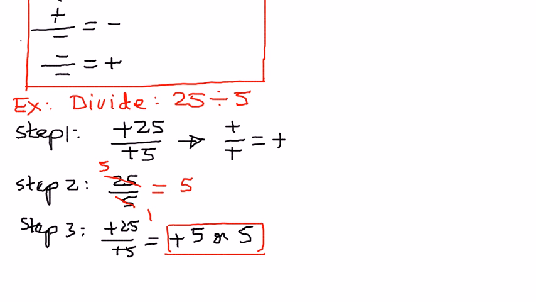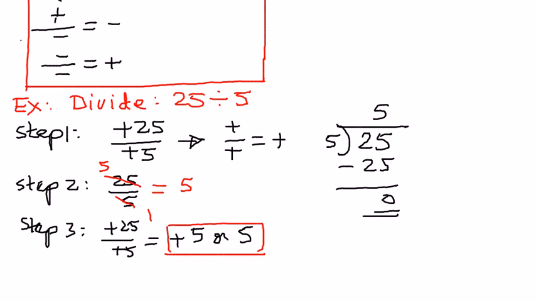Another way of looking at it is we have 25 and you're dividing it by 5. So 5 times what number is equal to or less than 25? 5 times 5 is exactly equal to 25, and when we subtract it, the remainder is going to be equal to 0. That is another way of looking at it.